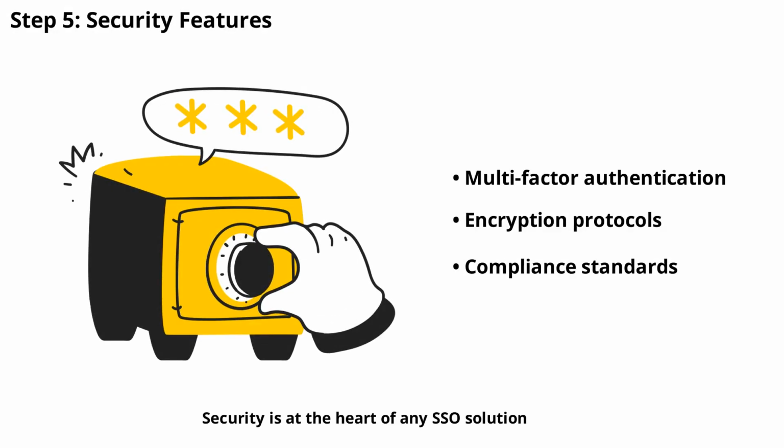Security is at the heart of any SSO solution. Evaluate the security features offered by each provider. Look for support for multi-factor authentication, MFA, encryption of credentials, and compliance with industry standards like SAML, OAuth, and OpenID Connect. Check if the provider offers detailed access logs, anomaly detection, and automated alerts for suspicious activity. Strong security features not only protect your organization, but also help you meet regulatory requirements.